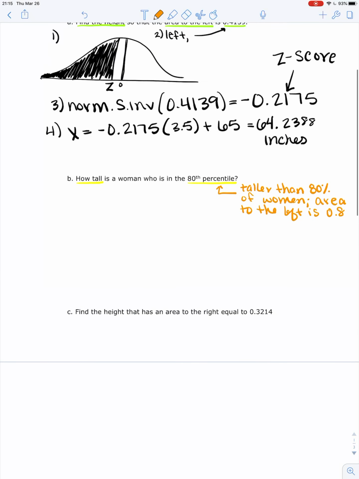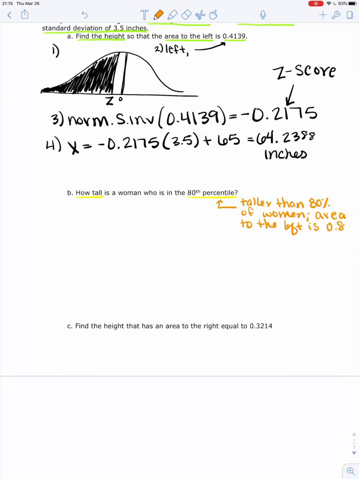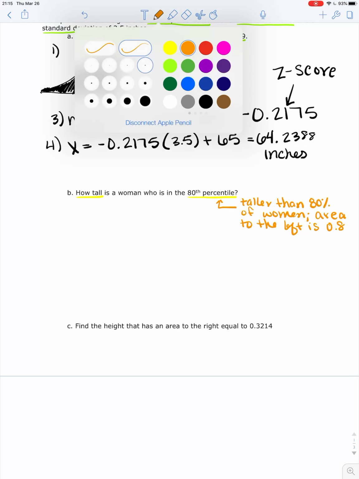Oh, this copied over weird. We should have had more room. You should have more room in your notes.